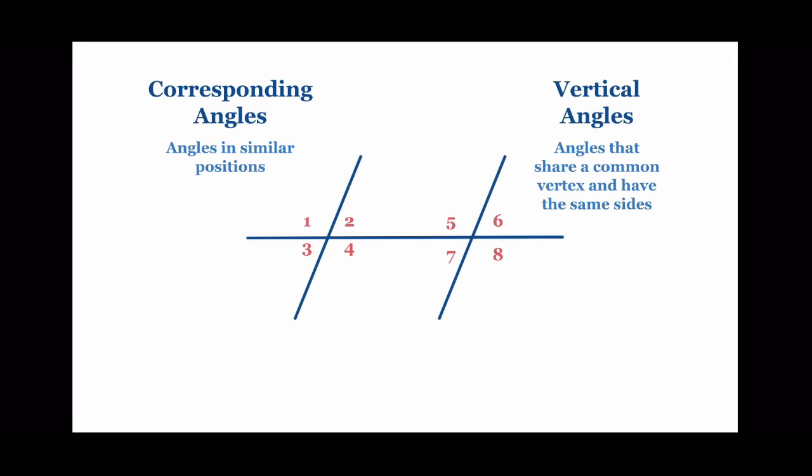And then vertical angles are angles that share a common vertex and have the same sides. So for example, this can be like 1 and 4. 1 and 4 are also going to be equal in measure. So if you get angle 1 and you have to find the measurement of angle 4, they're equal.